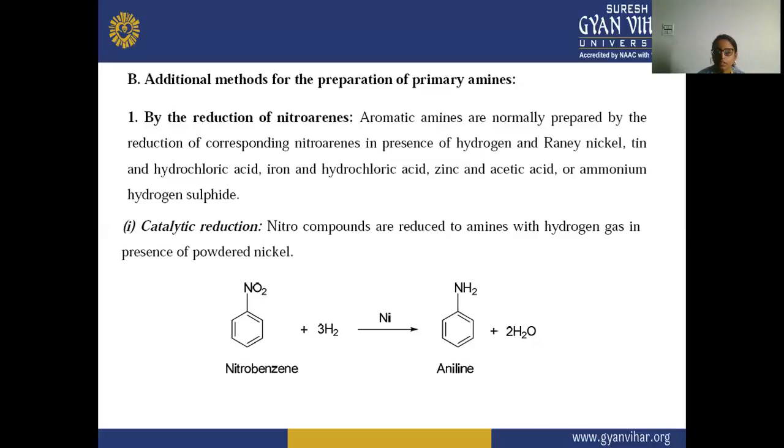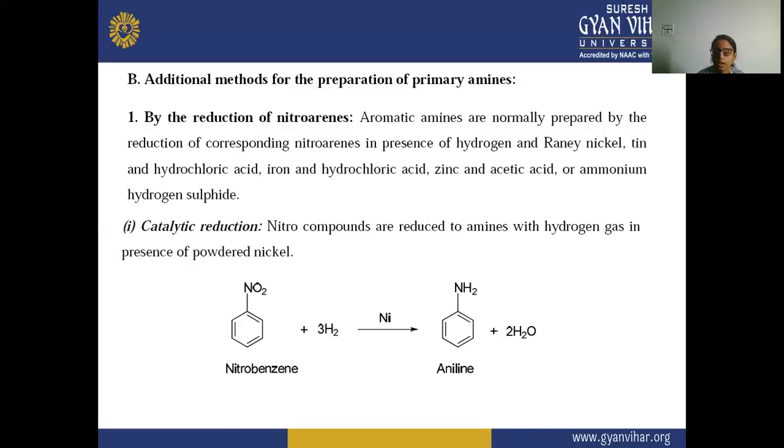Meaning from the nitroarenes, these are forming primary amines, and the nitro compounds are reacting in the presence of hydrogen and Raney nickel, or tin and hydrochloric acid, iron and hydrochloric acid, zinc and acetic acid, or ammonium hydrogen sulfide. So in the catalytic reduction, these nitro compounds are reduced.